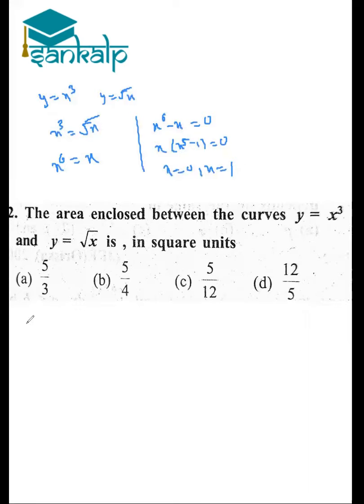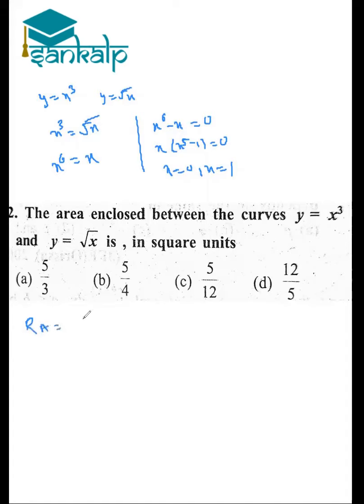When we equate, we get x cube is equal to root x. So squaring on both the sides, we get x raised to 6 is equal to x. On simplifying, we get x raised to 6 minus x is equal to 0, or x times (x raised to 5 minus 1) equal to 0. So x is equal to 0 or x is equal to 1. So we need to calculate the area between these two curves.